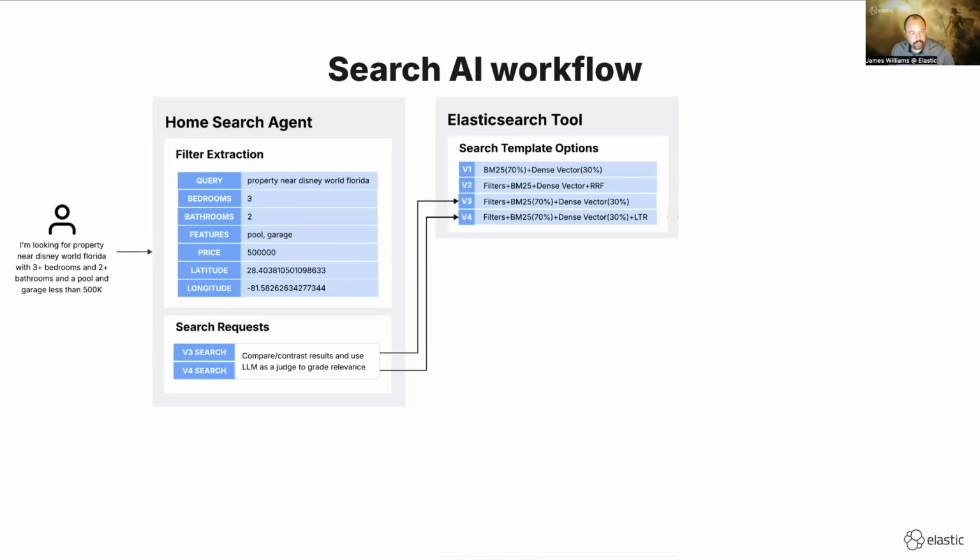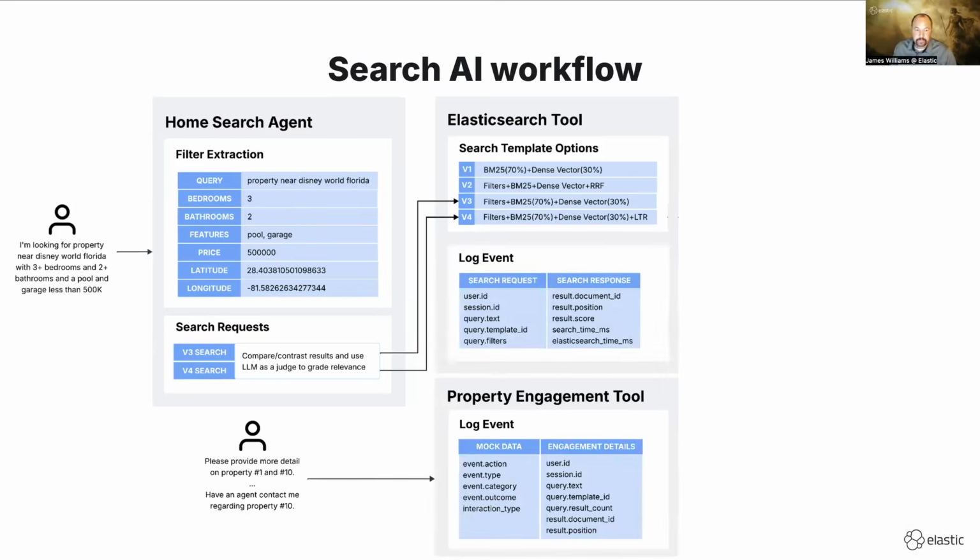You take a natural language query, you hand it to a search agent that's connected to a large language model that extracts the filters so that you can have a very precise search. In this case, we're going to use the large language model as a judge, run two different searches using two different templates, one LTR based, one not, and we're going to compare the results.